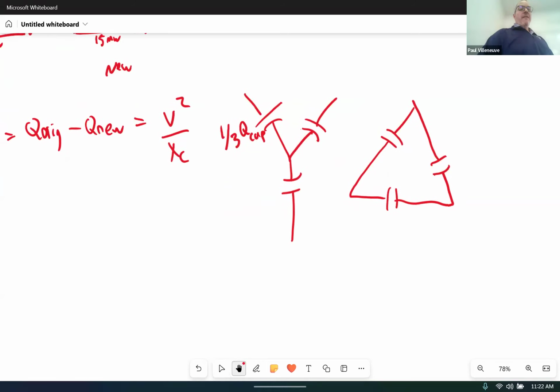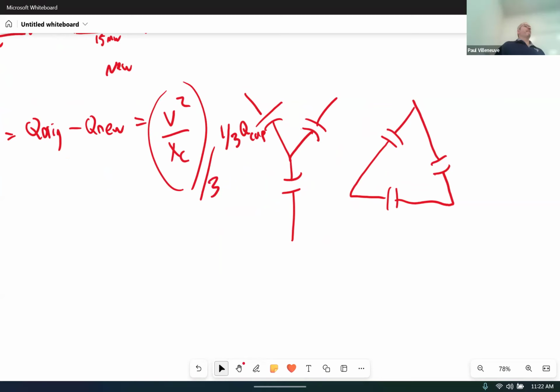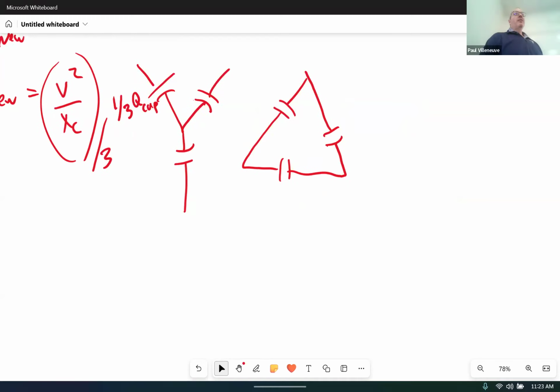So if you did this it is okay, but keep in mind, I had to divide that whole thing by 3, right? Because one capacitor is not going to work. Why won't one capacitor work? Because 2 other capacitors are needed to balance out those other phases. Otherwise, you have an unbalanced system. So most people forgot to convert that to a single-phase equivalent.